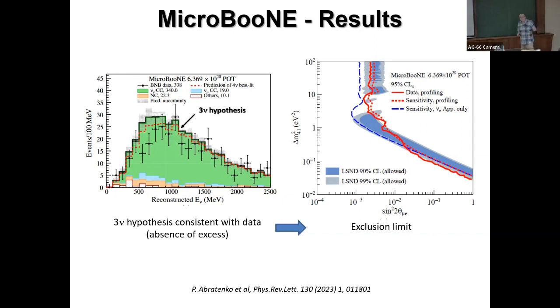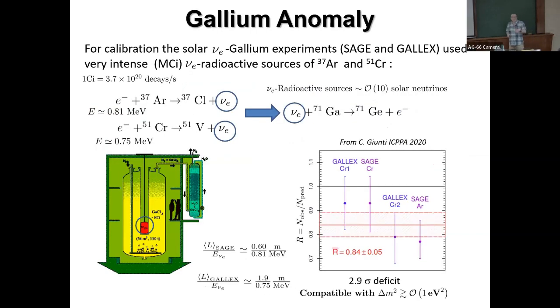And then let's go to another problem related with evidence indicating sterile neutrino. This other problem is the so-called gallium anomaly. The solar neutrino experiments, like gallium, in order to make calibrations, use very intense radioactive sources. What is the purpose of using them? It is in order to create artificially electron neutrinos to make all the processes that they do with solar neutrinos and to make calibrations. So they perform this task with different sources.